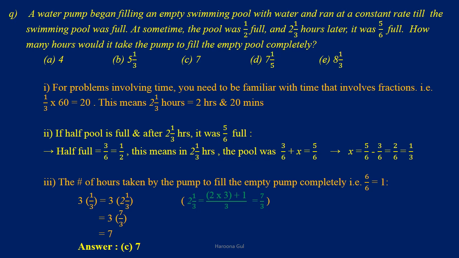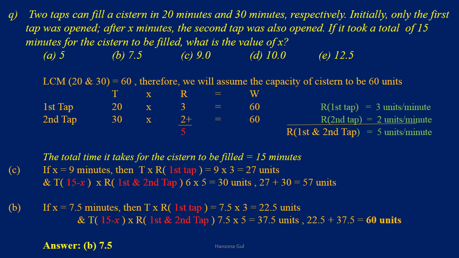Okay, moving on to our next question. 2 taps can fill a cistern in 20 minutes and 30 minutes respectively. Initially, only the first tap was opened, and after X minutes, the second tap was also opened. If it took a total of 15 minutes for the cistern to be filled, what is the value of X?